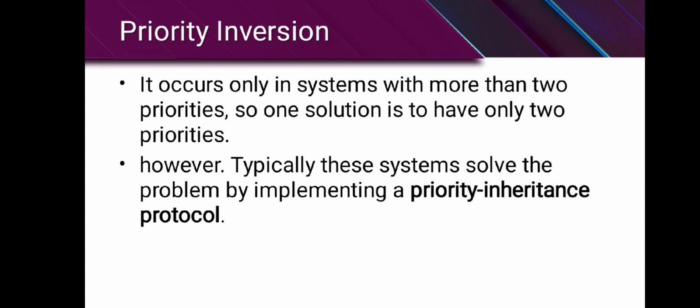Priority inversion. It occurs only in systems with more than two priorities, so one solution is to have only two priorities. However, typically these systems solve the problem by implementing a priority inheritance protocol. Priority inversion is like a traffic jam where a high priority task gets delayed because a lower priority task is using a shared resource. One solution is to simplify priorities to just two levels.